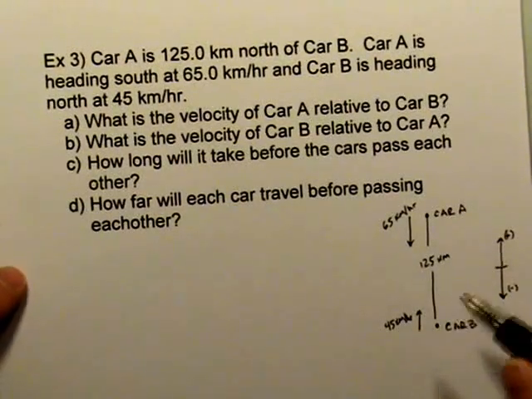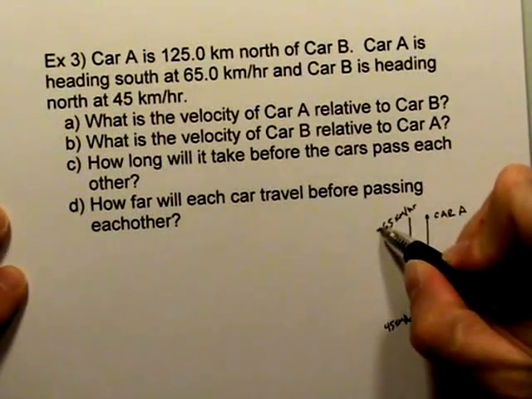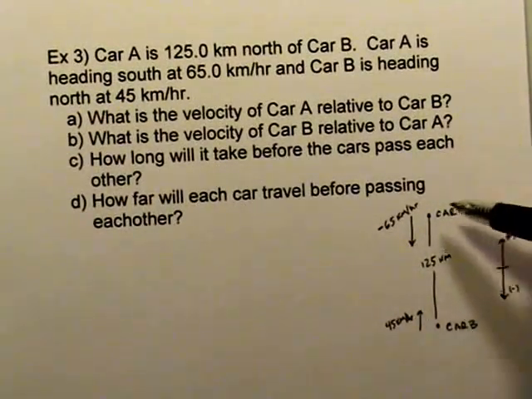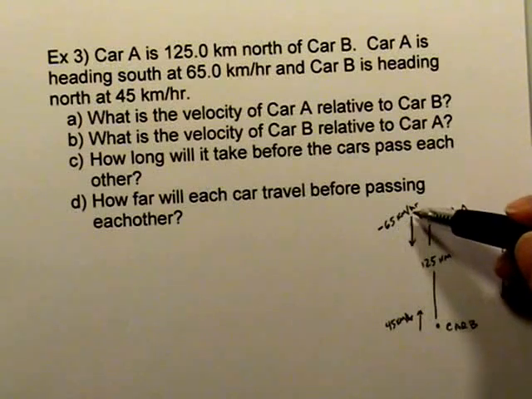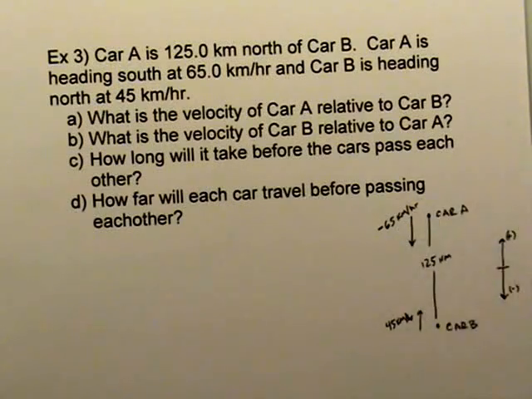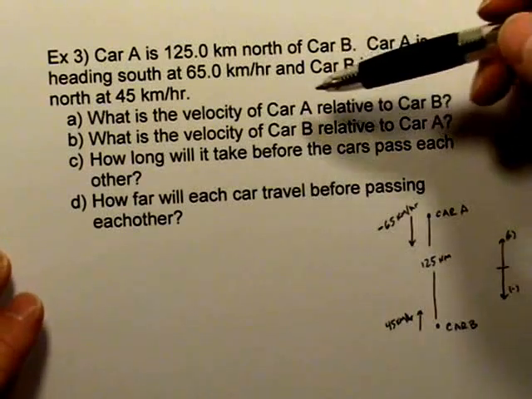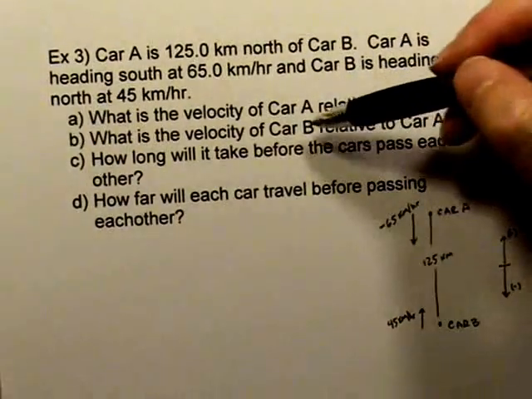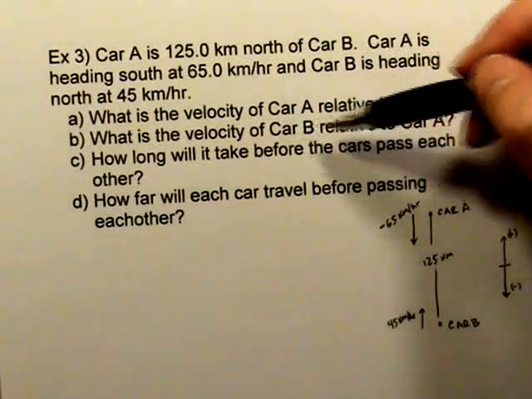So in this case, car A actually has a negative velocity. That is to say, relative to the ground, car A is traveling at negative 65 kilometers per hour, and car B is traveling at a positive 45 kilometers per hour. And so the first question is purely about the relative velocity issue. So what we'd like to do is to find out the relative velocity of car A relative to B, and the velocity of car B relative to A.